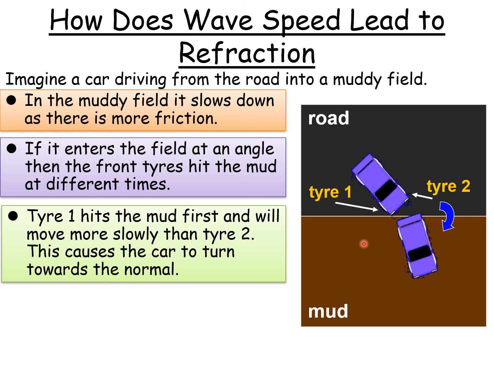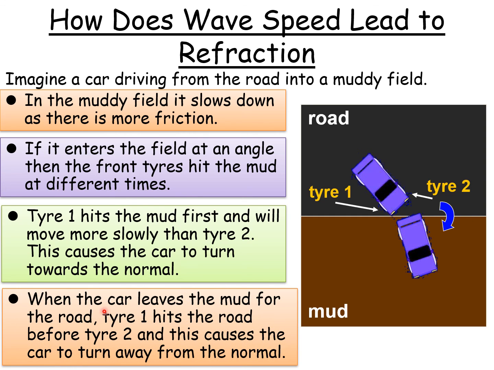Now we can do the opposite and say, well, what happens when the car goes from mud onto the road? Well, when the car leaves the mud for the road, tyre 1 hits the road before tyre 2. So again, it's kind of like going in at an angle. And this causes the car to turn away from the normal because now tyre 1 is on the road, so it's got less friction, so it's more likely to turn the car again away from the normal.